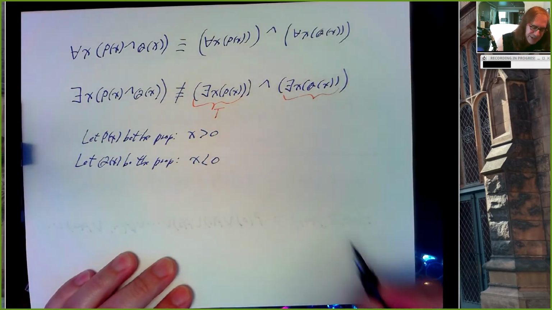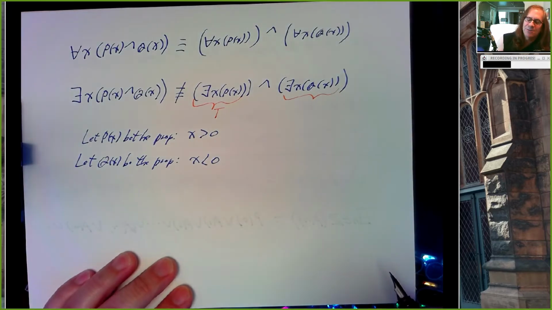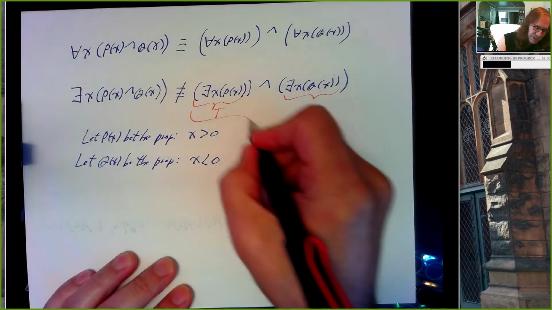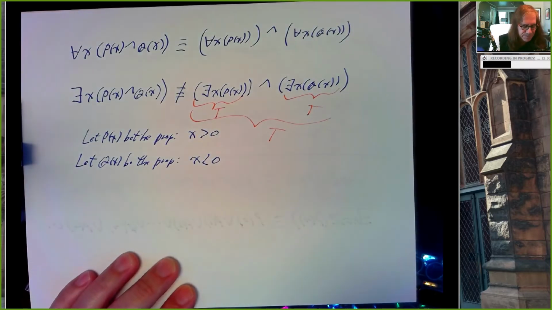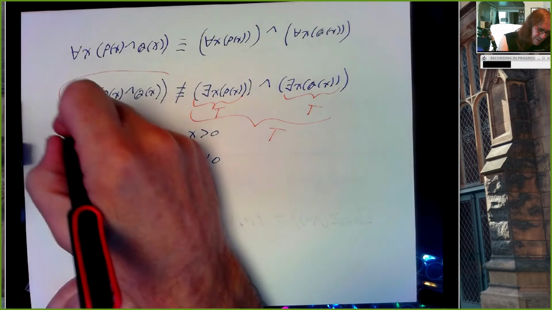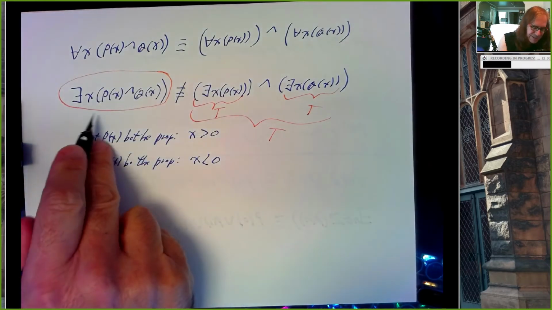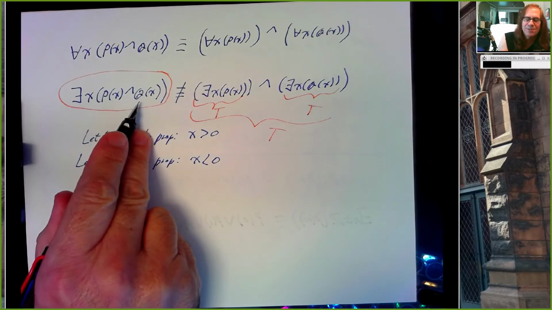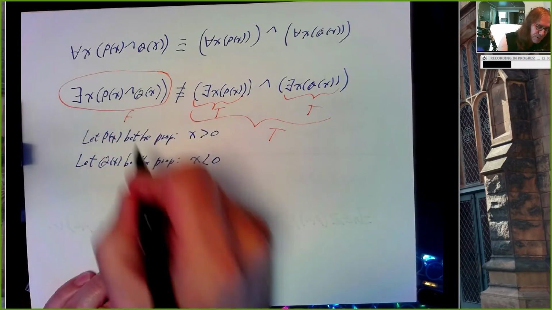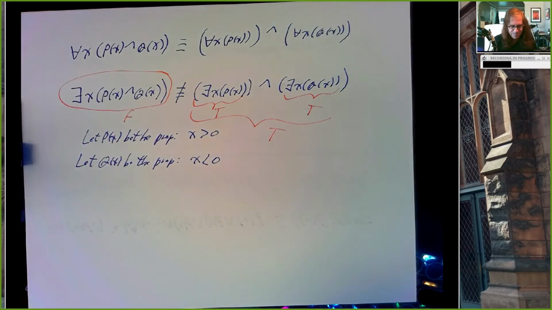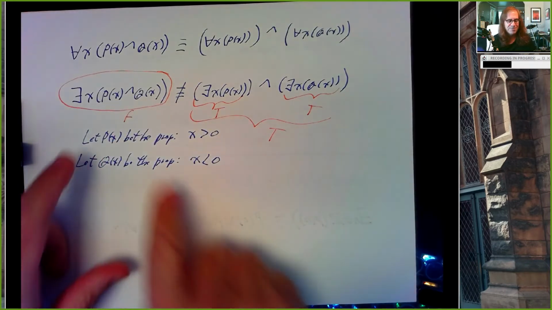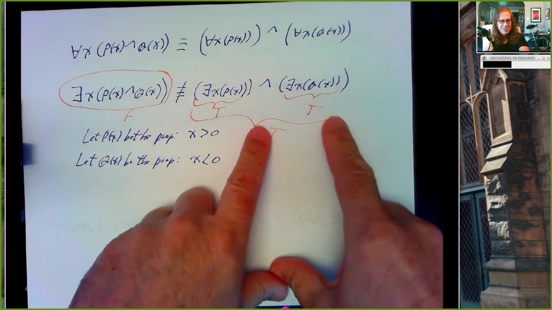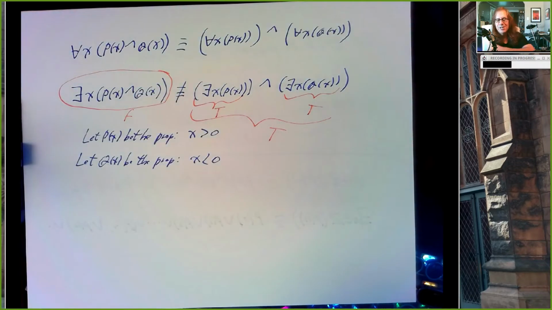Alright, there exists an x such that x is less than 0. Is that true or false? True. So true and true, this is true. There exists an x such that x is bigger than 0 and x is less than 0. Is that true or false? False. There's no integer that's both bigger and less than 0. So for at least one pair of propositions p and q, this side is false, this side is true. That's enough to say they're not logically equivalent.